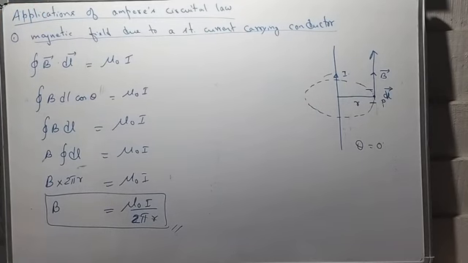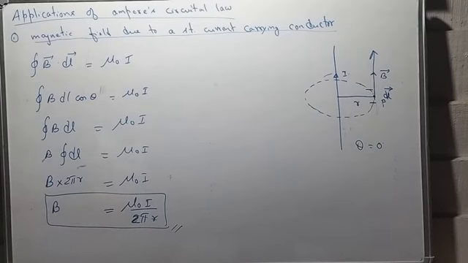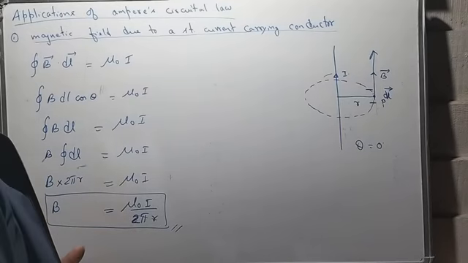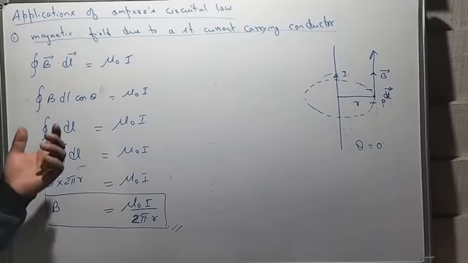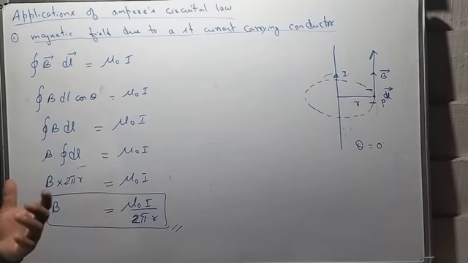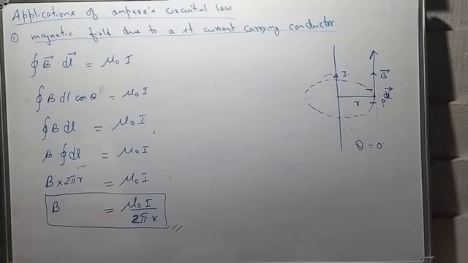So please study this topic well. This is very important, not just from your exam point of view, but it is also important for your higher studies. You'll need this when you go for BSc also. So please remember how we calculate the magnetic field due to a straight current carrying conductor by applying Ampere's circuital law. This is how we find out the magnetic field.